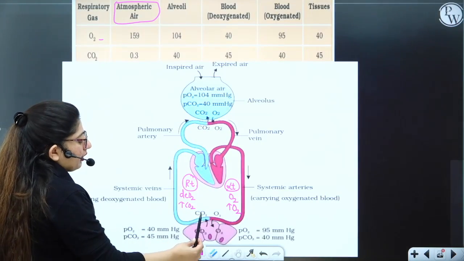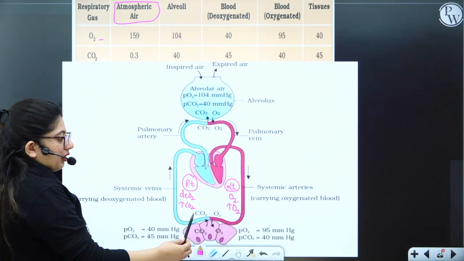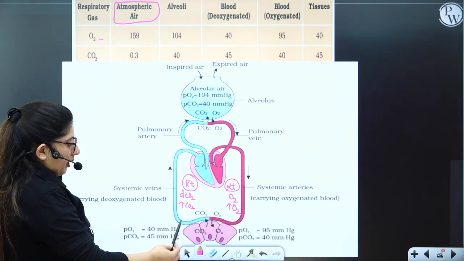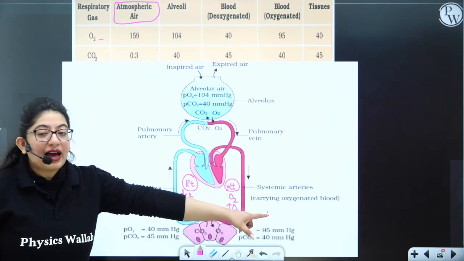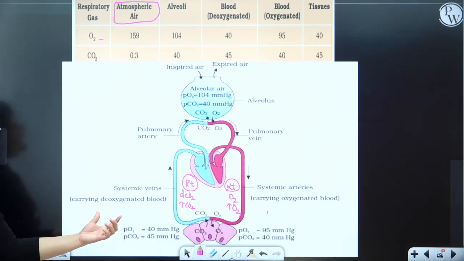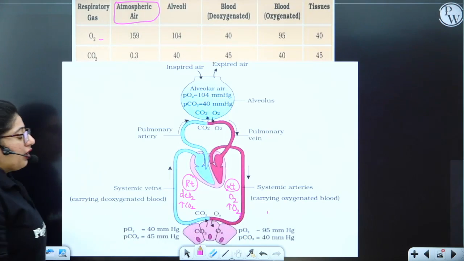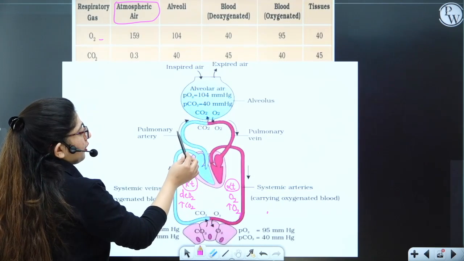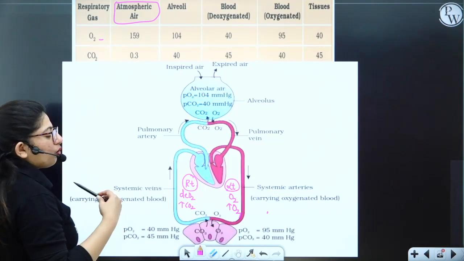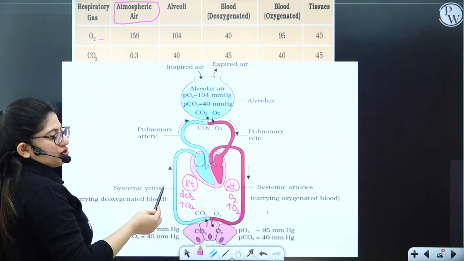So here, the blood vessel that is taking the blood from the tissue and giving to the heart is systemic veins. So likewise, systemic arteries carries oxygenated blood. The systemic veins carries deoxygenated blood. Now from this heart, through pulmonary artery, the deoxygenated blood is going towards the alveoli to give away the CO2 and to take the oxygen.